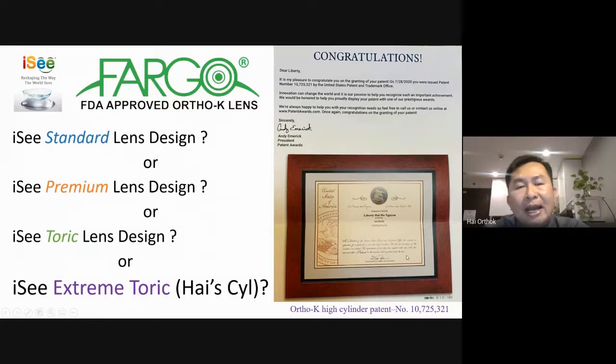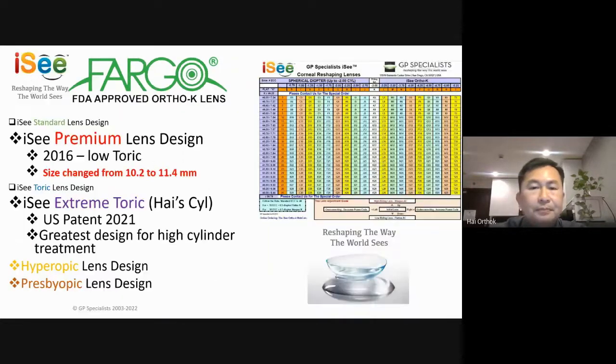Why is the Phago and IC lens very effective to be used? Before, we only had a standard lens and a toric lens. Then later we had a premium lens, and in 2021 we have the Atrium toric lens. This is my patent in 2020, and this is the patent for high cylinder treatment. So any lens design above 1.75 cylinder treatment belongs to my patent.